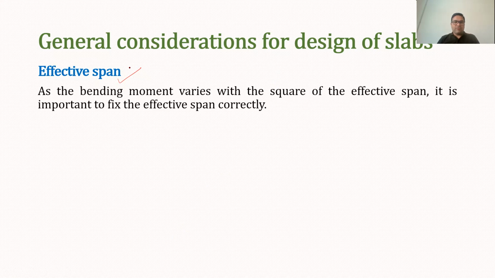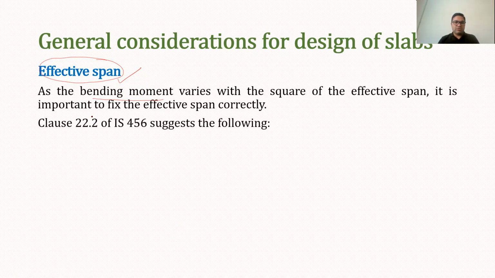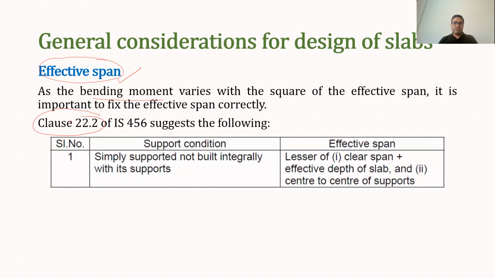And why it is important to find out effective span, because it is directly dependent on the calculation of bending moment. So generally we design our slab or beams for resisting bending moment, and bending moment varies with the effective span. So therefore it becomes very important to find out the effective span correctly. And therefore there is a clause in the IS code. So if you refer to this clause, clause number 22.2, then according to that clause, we have different type of support condition.